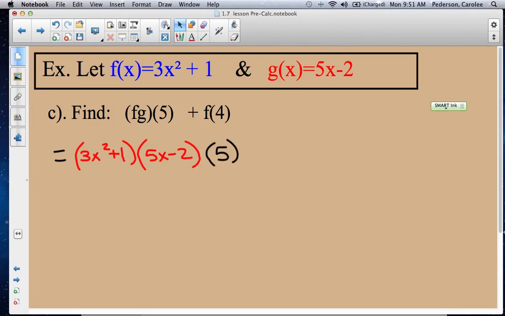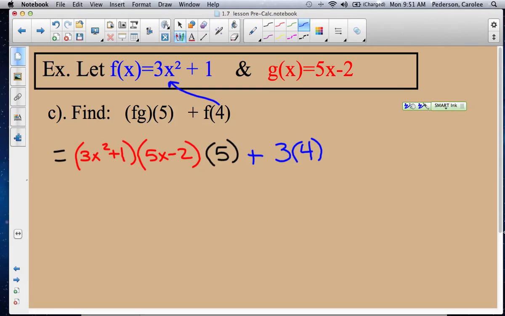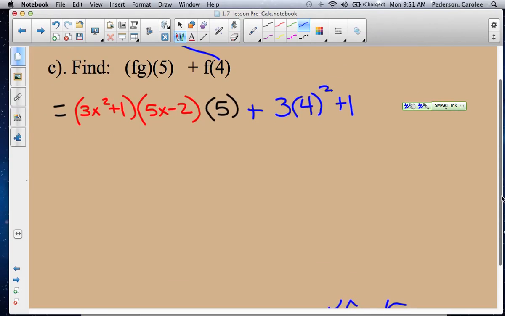Very good. Substitute 4 in for x in that blue function. So we're going to substitute an x and substitute a 4 in right there, and then plus 1. Okay, so let's take care of the red. So with the red, we have to FOIL.